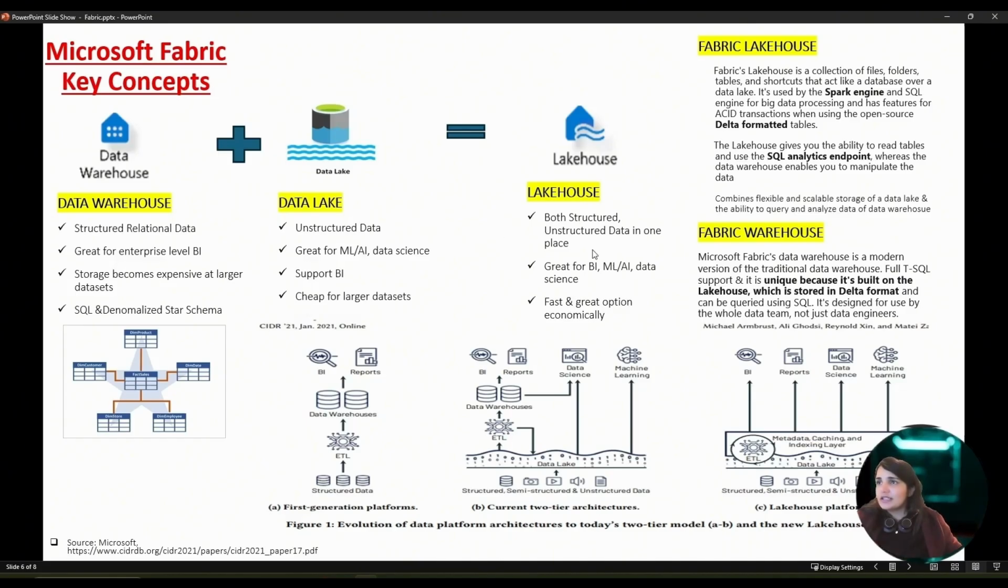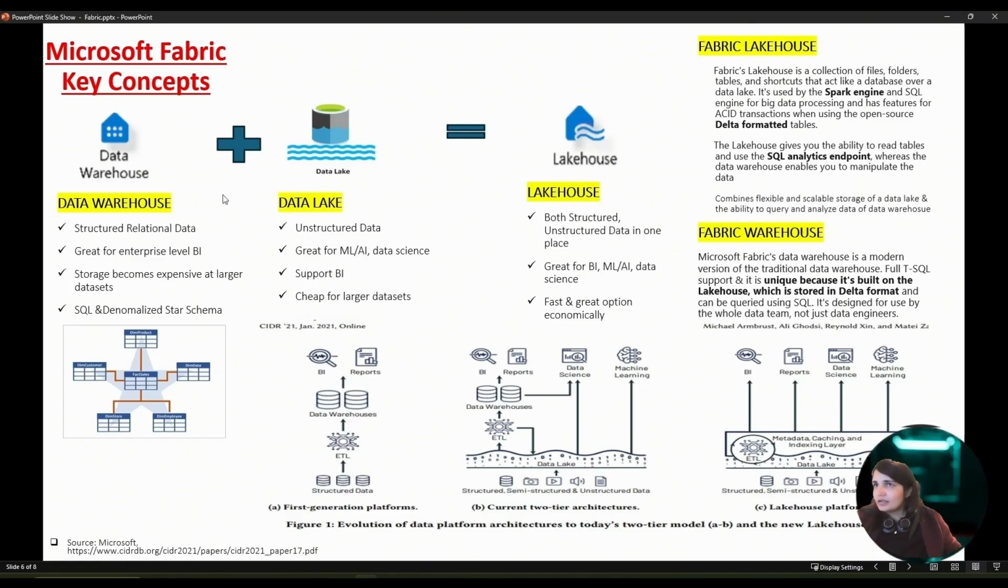Now emerging is the Lakehouse. Lakehouse is basically a combination of data warehouse plus data lake. So you can have both structured and unstructured data in one place. They're great for BI, machine learning, AI, data science, all kinds of workloads. They're fast and great options.